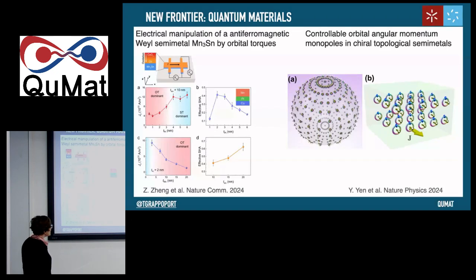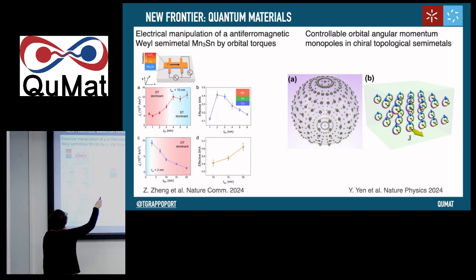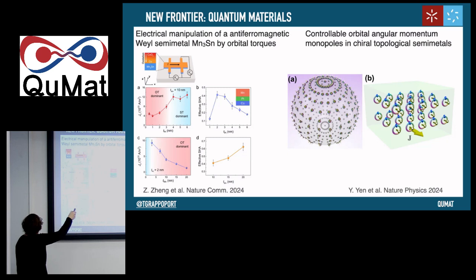Okay, but now we are beginning to see, just this year, some works on quantum materials. In this case, for example, is an experiment where they use orbital torques to manipulate the magnetism of an antiferromagnetic nodal-line semimetal, and they can actually switch the magnetic state of these antiferromagnets, and the critical current used to do this switching is much smaller than if you use only spins.